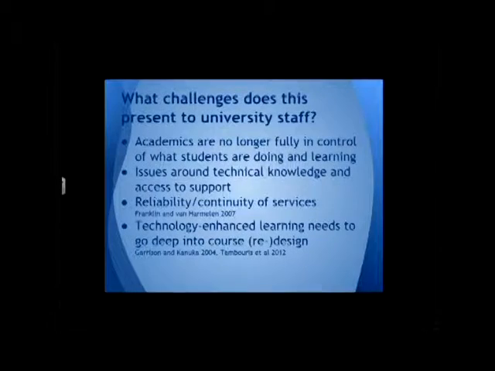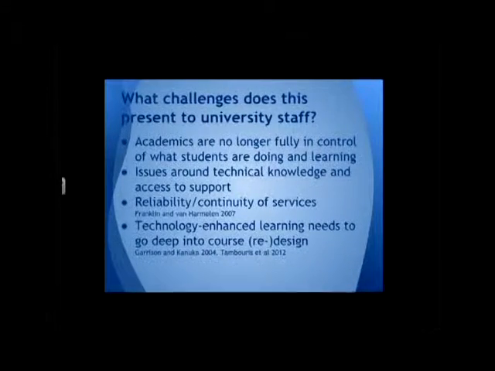So, of course, again, this is the idea that academics are no longer fully in control of what students are doing and learning. Maybe this is a little bit of a fallacy, because in many senses you don't need to introduce technology for that to happen, but the perception, at least, that by allowing students to go off and use blogs or social media or whatever else they want to use to create artifacts which are going to be assessed, that somehow they're stepping out from what the academics are controlling, and that some control is being lost over that.